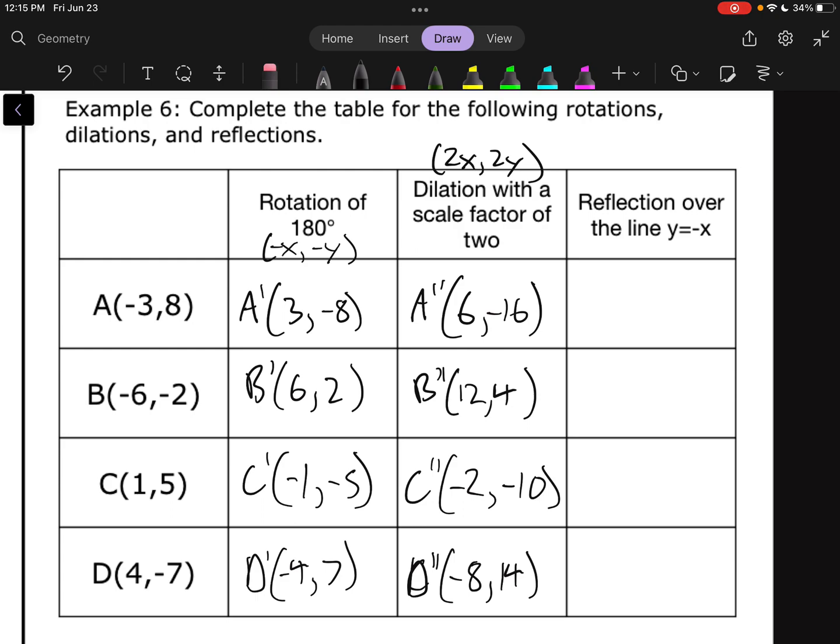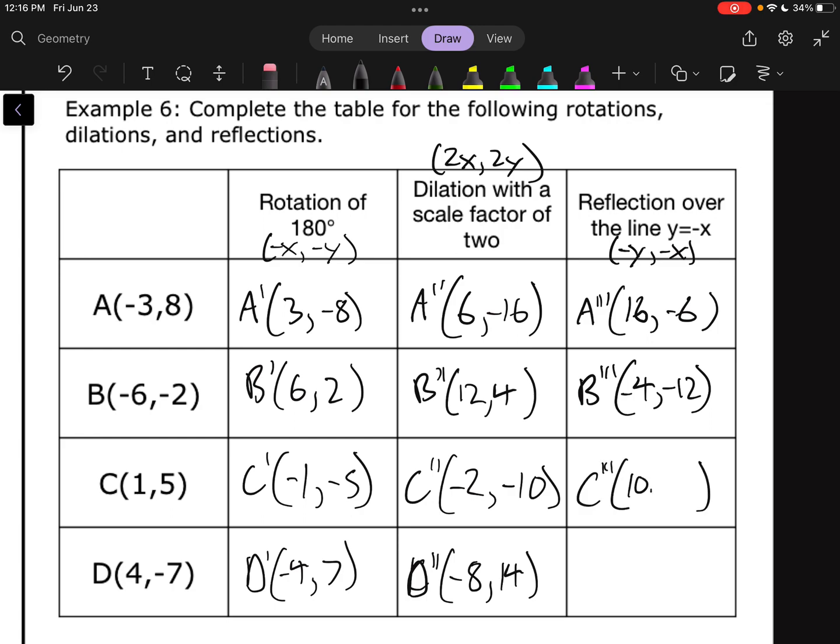Then we have a reflection over the line y equals negative x. That was negative y, negative x. A triple prime, we're going to flip everything and change all the signs. So negative 16 becomes positive 16 up front, and 6 goes to negative 6 in the back. B triple prime, 4 becomes negative 4 up front, 12 becomes negative 12 in the back. C triple prime, negative 10 becomes positive 10 up front, negative 2 becomes positive 2 in the back. And D triple prime, 14 becomes negative 14 up front, negative 8 goes to positive 8 in the back.